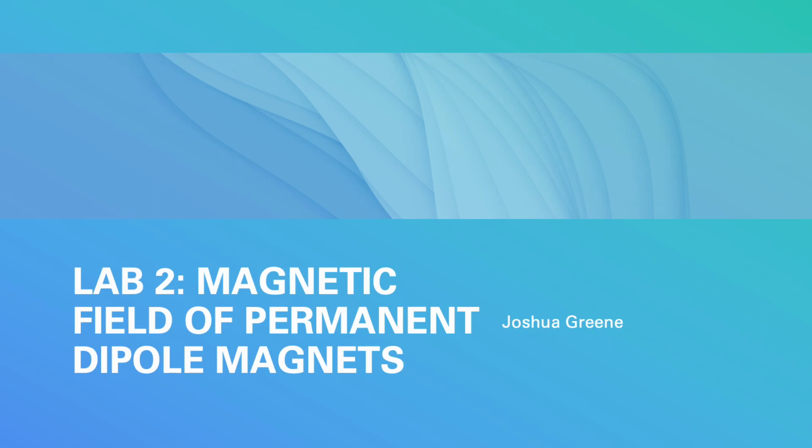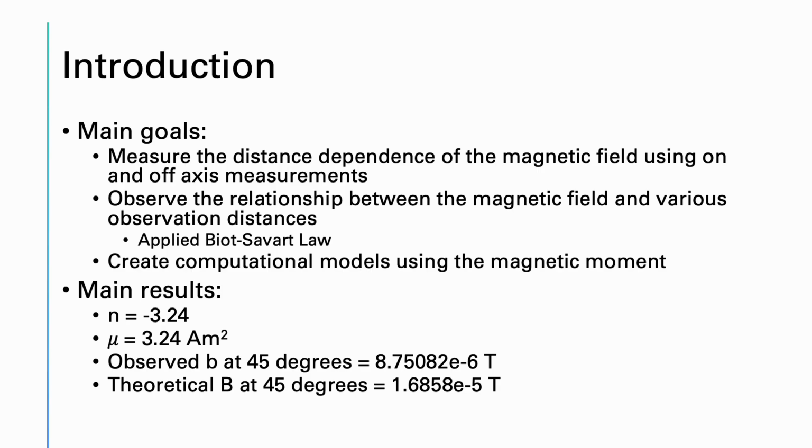Hello, my name is Joshua Green, and this is Lab 2 for Physics 2212 on calculating the magnetic field of a permanent dipole magnet. The main goals of this lab were to measure the distance dependence of the magnetic fields using on and off axis measurements through a bar magnet, which served as observed models, observe the relationship between the magnetic field and various observation distances by applying Lorentz-Savart law, and creating computational models using the calculated magnetic moments from the observed model to determine theoretical results.